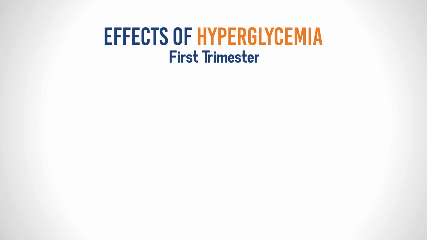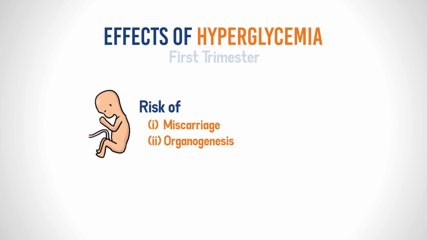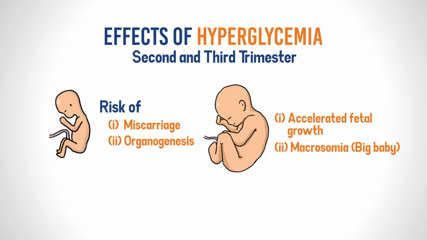In the first trimester, there is an increased risk of miscarriage and congenital abnormalities, especially of the cardiovascular system. In the second and third trimester, there is an increased risk of accelerated fetal growth and macrosomia, big baby.